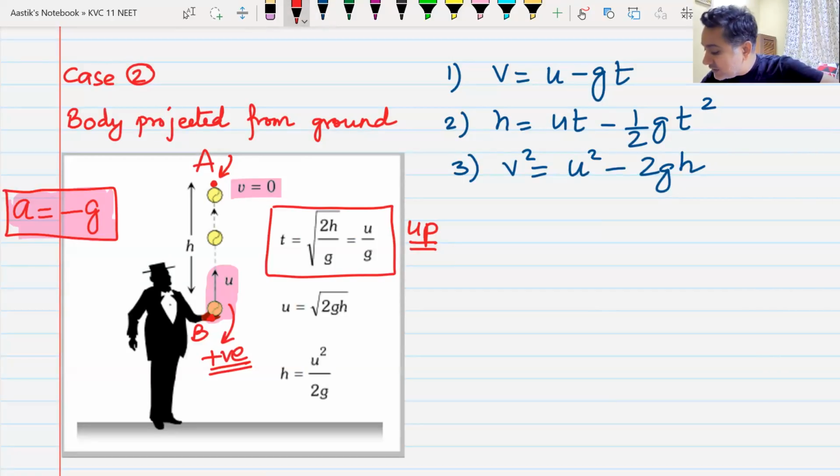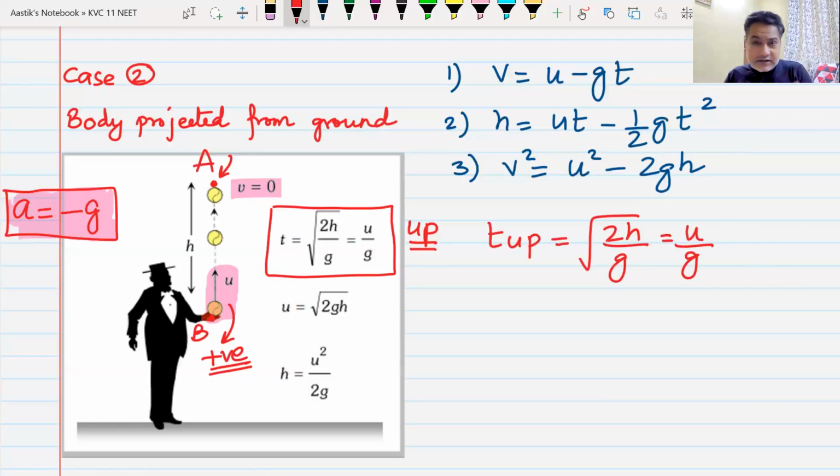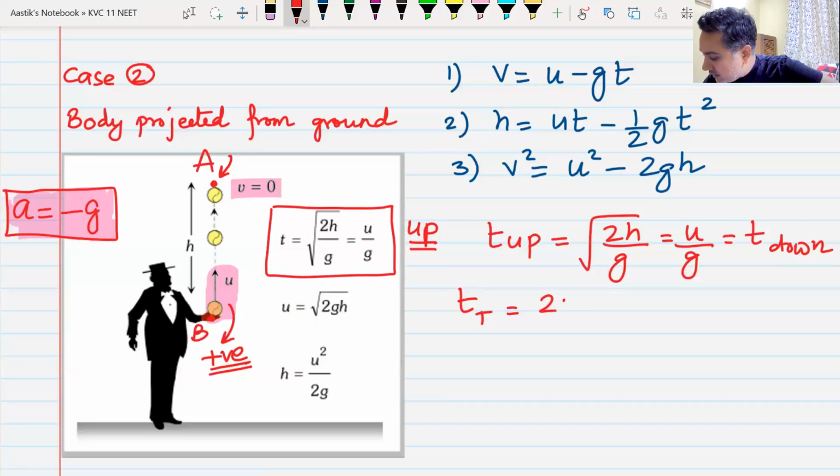For example, the first result is time taken to go up would be equal to root over 2H by G. That will be equal to U by G. Whatever time it takes to go up, same time it will take to come down. So the total time, how much will be the total time? Time total will be 2 times U by G. U by G it will take to go up, U by G it will take to come down. Total time would be 2U by G.